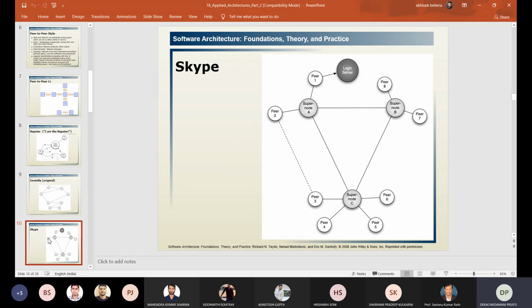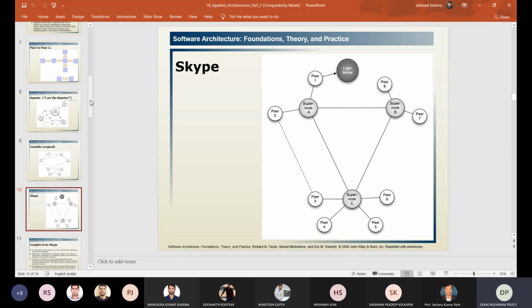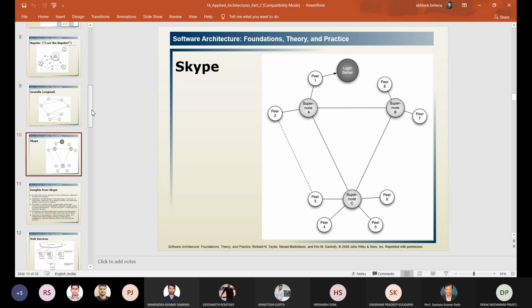Then Skype, it is again peer-to-peer. There is a single login server and some super nodes: super node A, super node B, super node C, and to these super nodes the peers will be connected. Just like to super node A, peer 1 and peer 2 are connected here. Then super node B, others are connected. Super node C, others are connected. Through them, they will connect to the login server, and we can access. So this is the Skype architecture, along with the Gnutella and Napster architectural styles and how they are used.